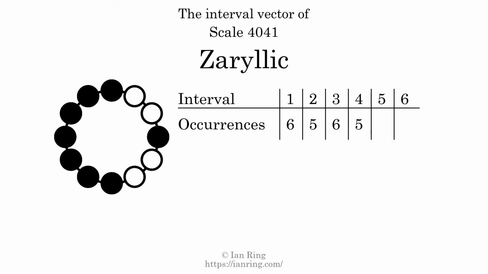There are 5 intervals with the size of 4 semitones. They are here, here, here, here, and here. There are 4 intervals with the size of 5 semitones. They are here, here, here, and here. There are 2 intervals with the size of 6 semitones. They are here, and here. Each interval does not appear in this scale a unique number of times, so this is not a deep scale.